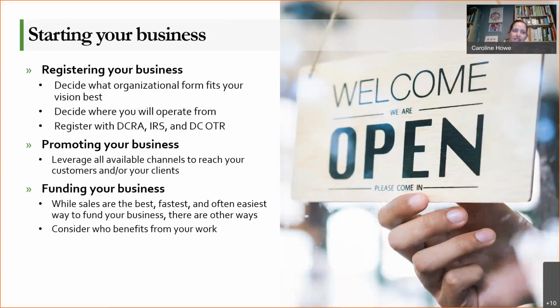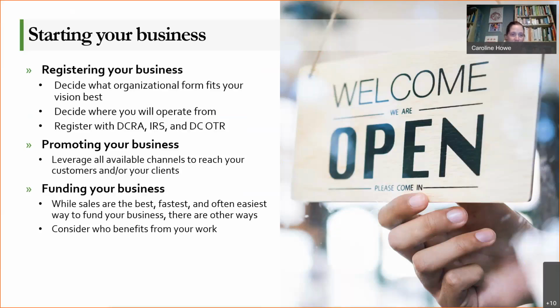So starting a business in the district, registering your business. To do that, you'll need to decide what organizational form fits your vision best, where you'll operate from. We'll talk more about both of those pieces. Register with DCRA, with the IRS, and the DC Office of Tax and Revenue. And that's how you will make your business legal and operational in the district. Then promote your business. So leveraging all of those channels to reach your customers and your clients that you identified in that business model canvas.